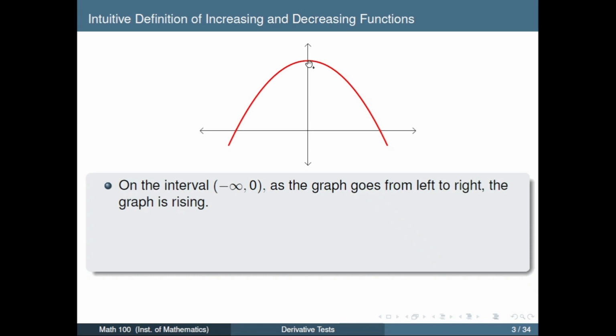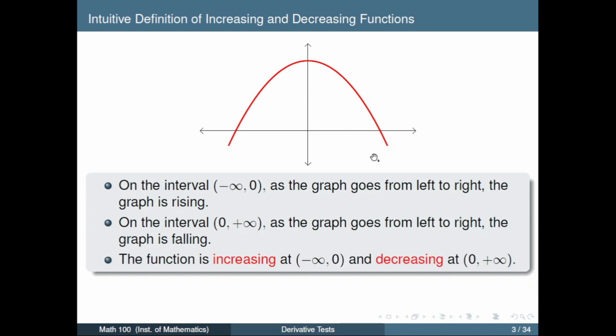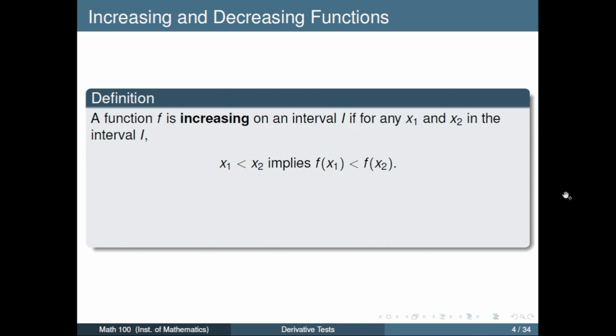On the other hand, from 0 to positive infinity, that's to the right of the y-axis, our graph from left here to the right here is falling. And actually, the function is increasing kung kailan siya pataas, so that's at negative infinity to 0, and decreasing kung kailan siya pababa, that's at 0 to positive infinity.